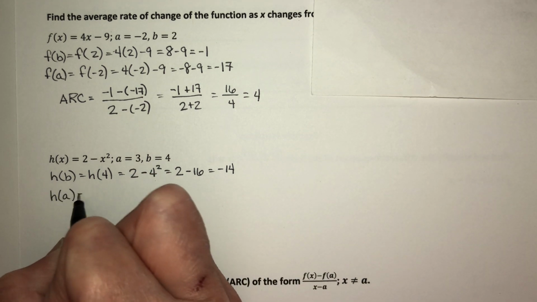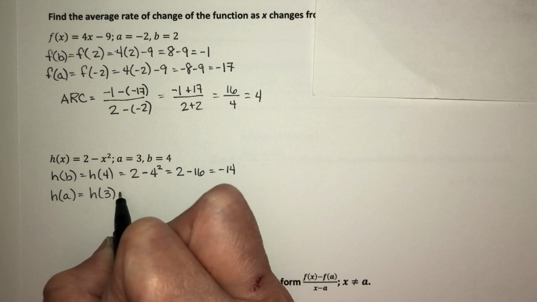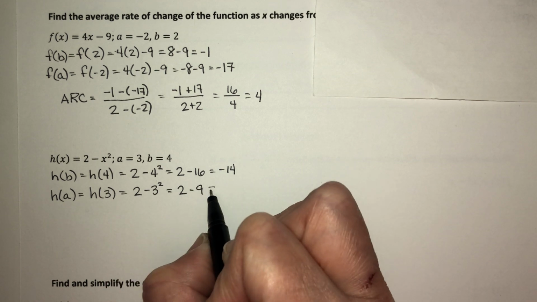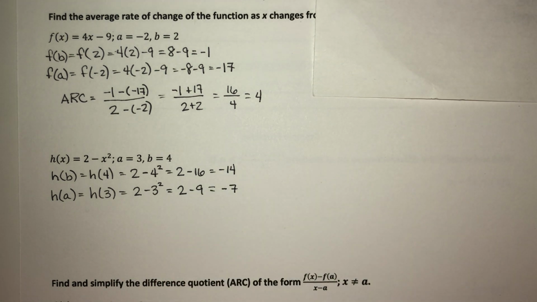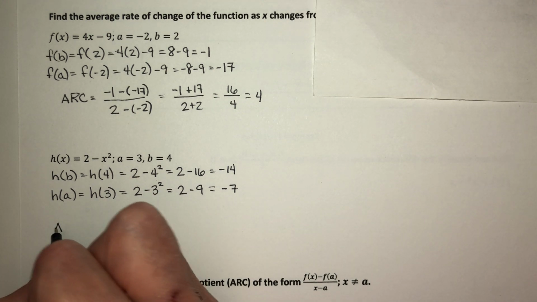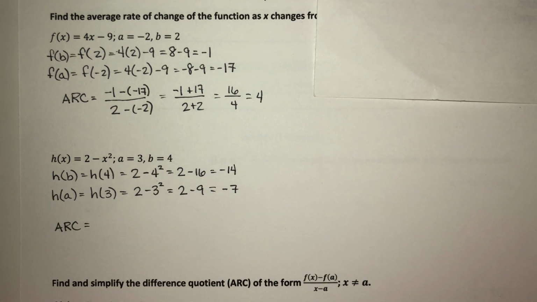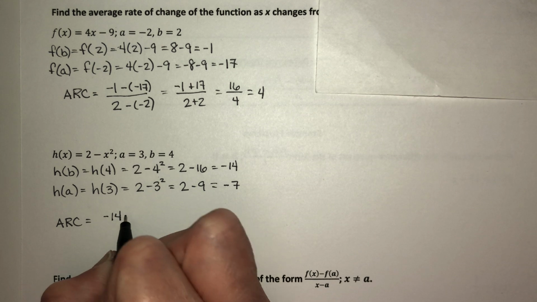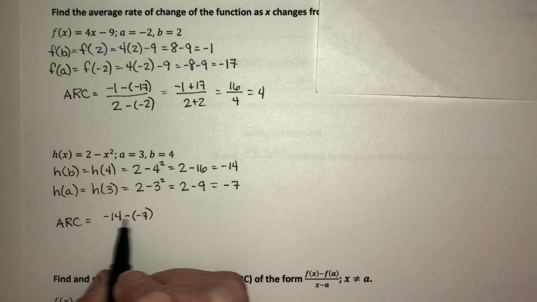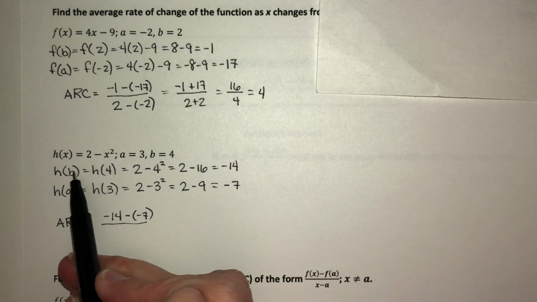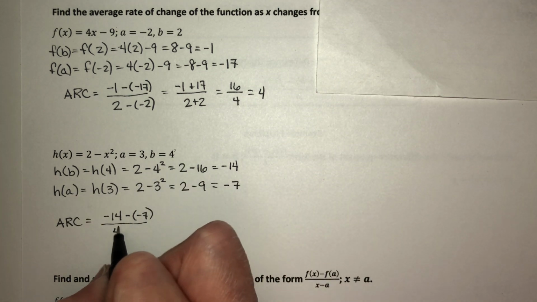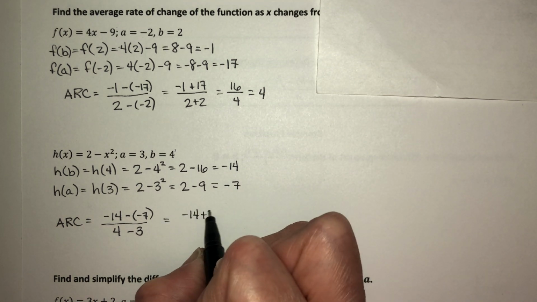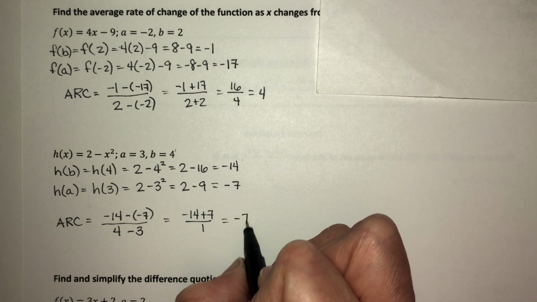h of A is h of 3, which is 2 minus 3 squared, which is 2 minus 9, which is negative 7. So the average rate of change is h of B minus h of A, so negative 14 minus negative 7, careful with your signs, over, I started with B here, so I start with B in the bottom, 4 minus 3. So this is negative 14 plus 7 over 1, which is negative 7.